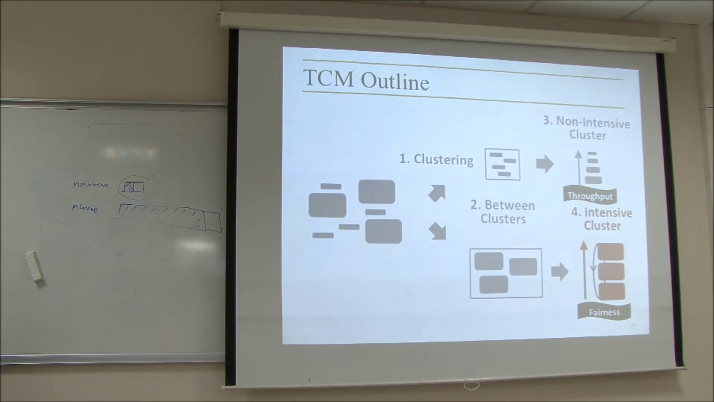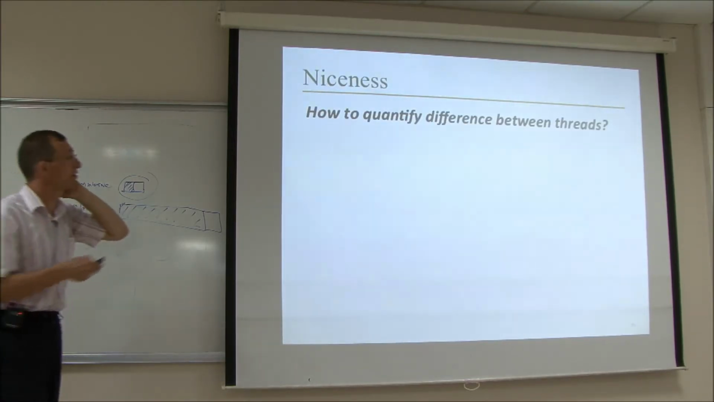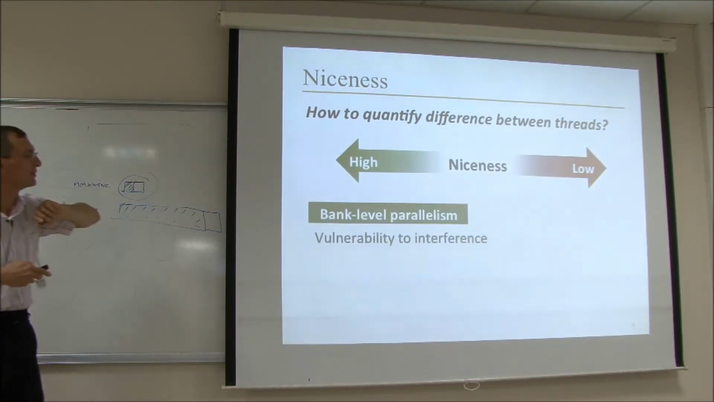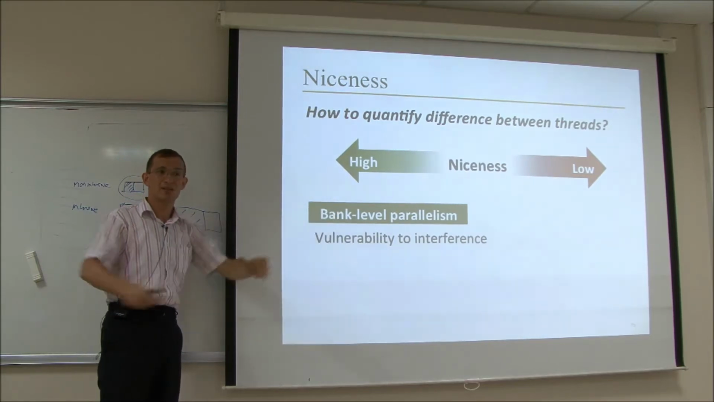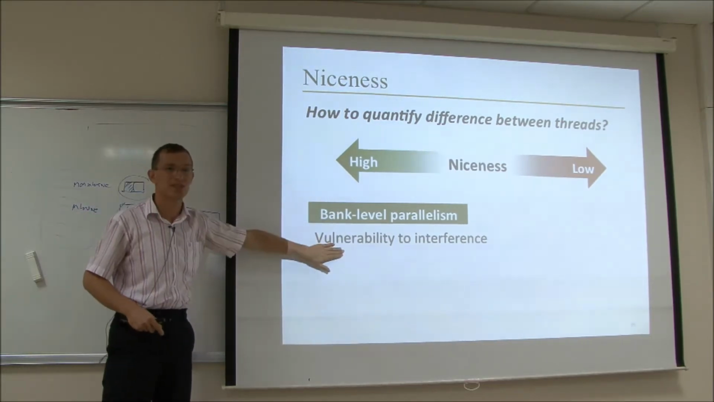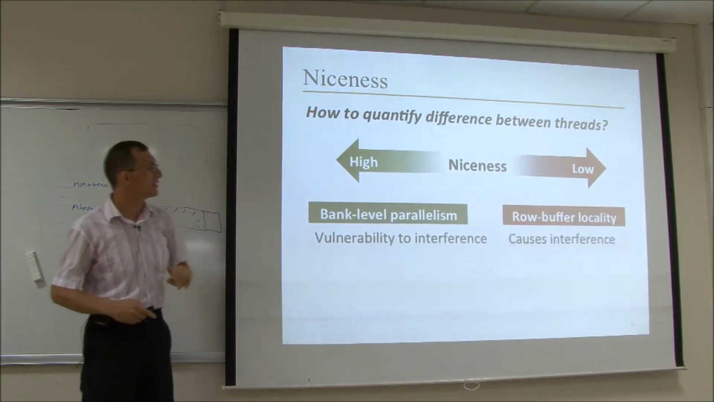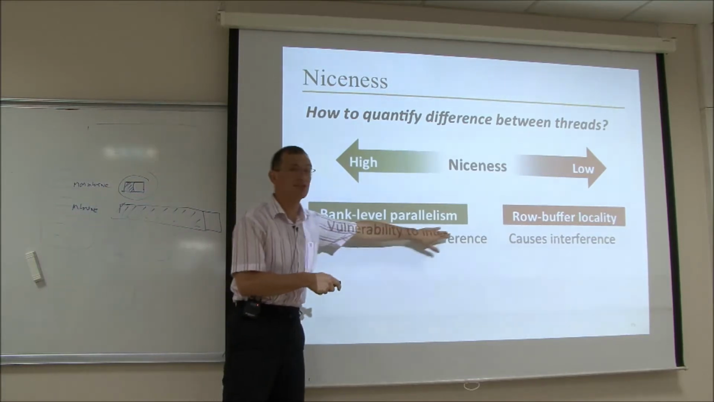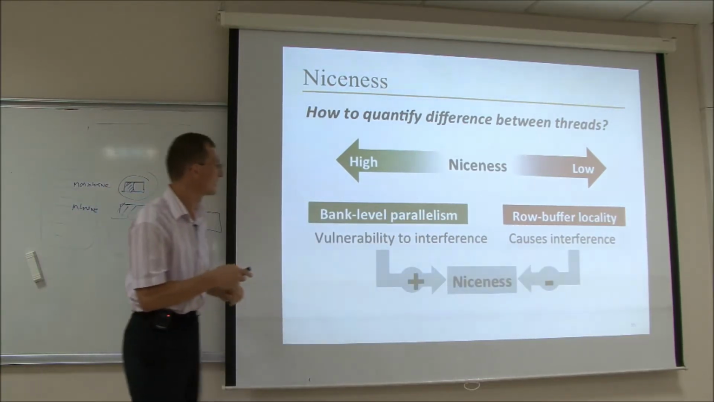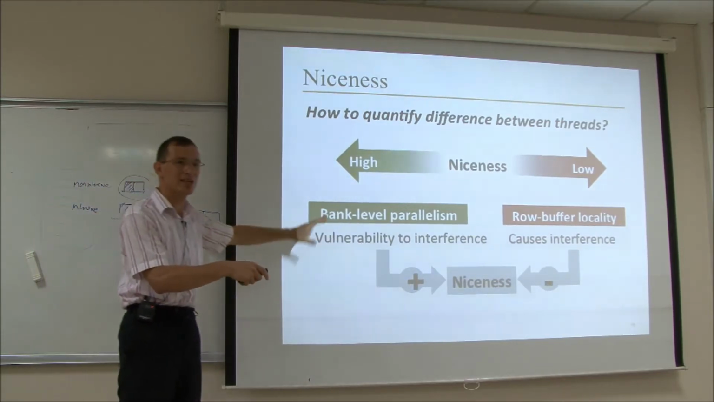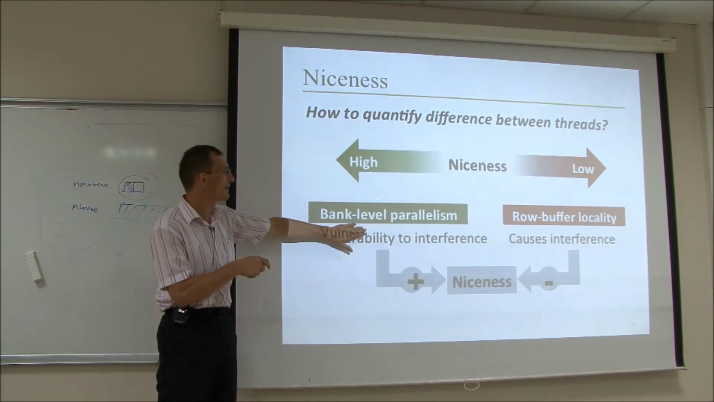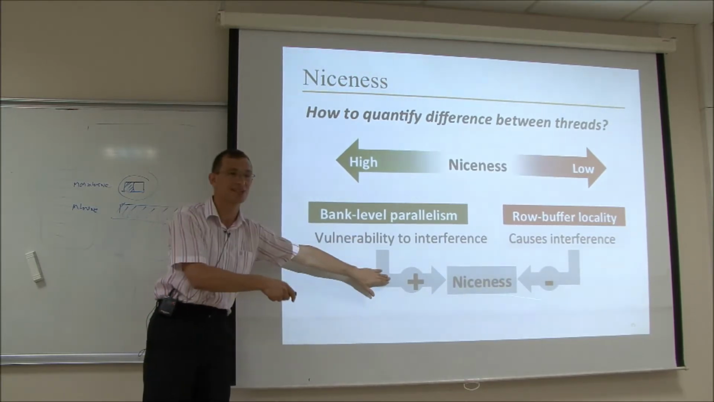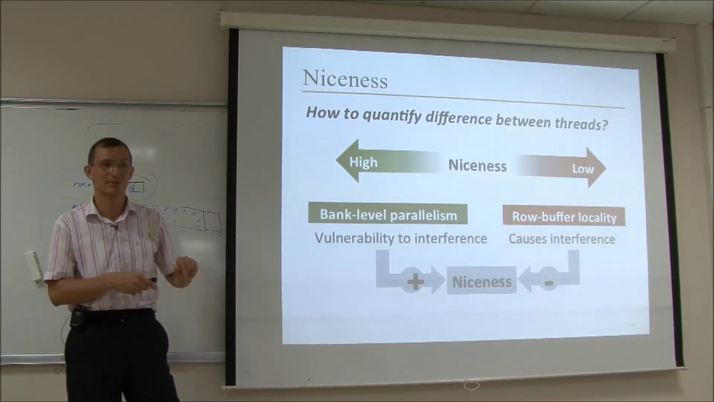And we're introducing the metric of niceness. How do you quantify the difference between different threads? Niceness could be high or low. Usually, if you have high bank level parallelism, you're more random access, so you're nicer. This will denote the vulnerability to interference. If you have high row-buffer locality, it's likely that you're less nice because this causes interference, so niceness is low. So we're going to basically take these two values, and I'm not going to go into detail, but basically I have a ranking of threads based on bank level parallelism and a ranking of threads based on row-buffer locality, and we combine these rankings this way to compute a metric called niceness. And we're going to use that metric to bias the shuffling.